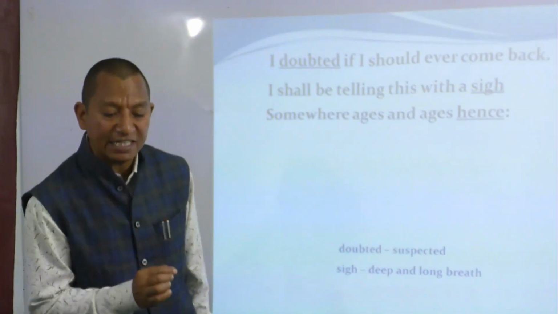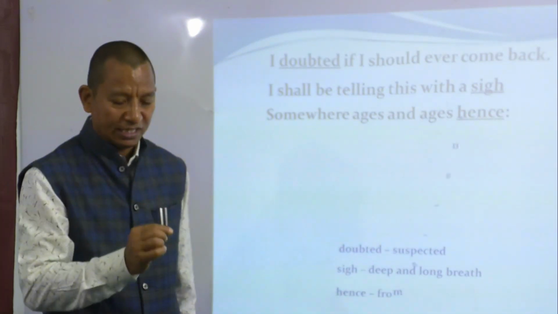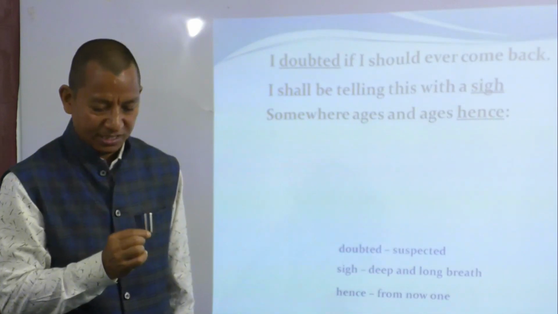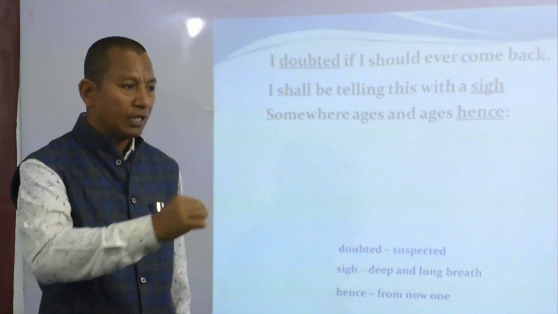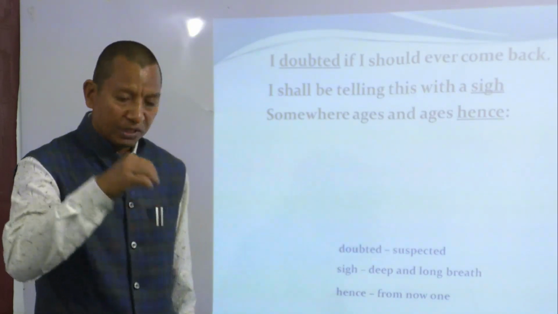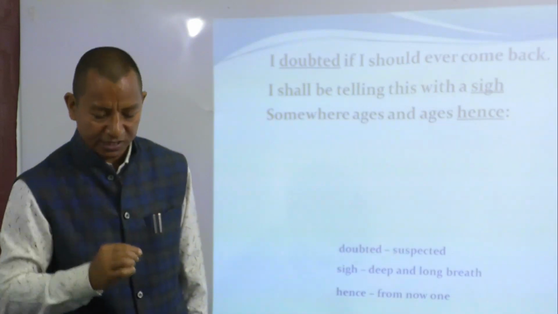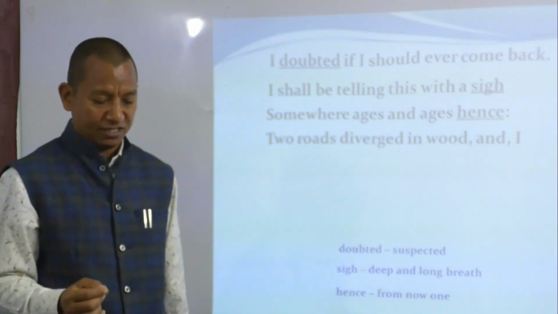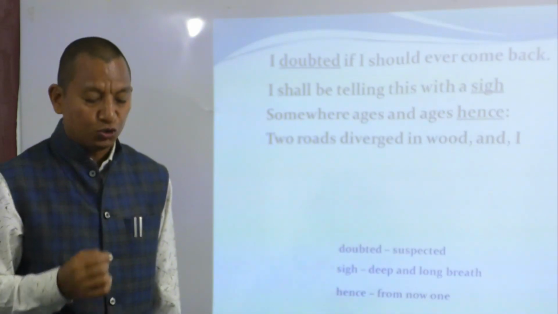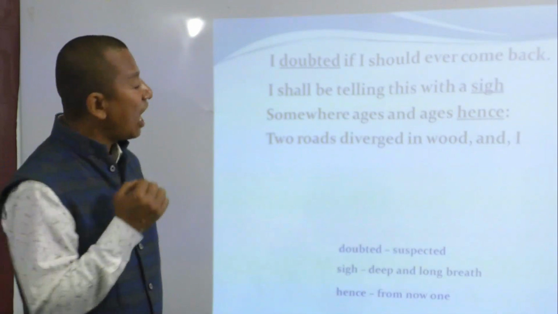Somewhere, ages and ages hence. So he says that from now on, at that time, somewhere for ages and ages, for years and years, two roads diverge in a wood, and I.